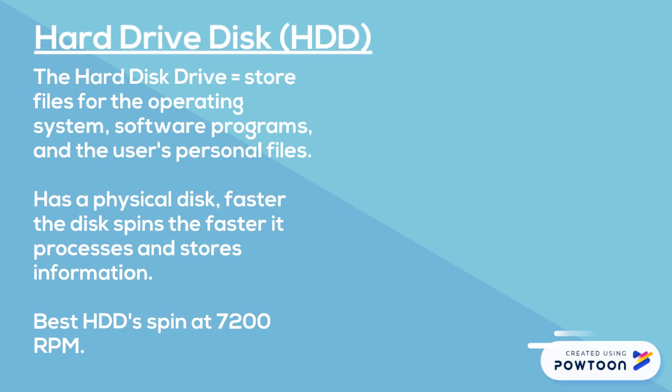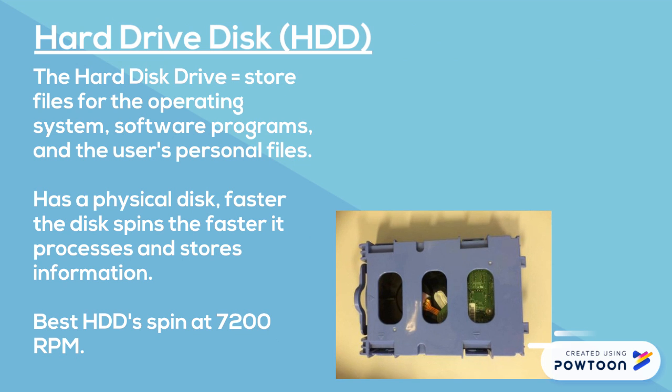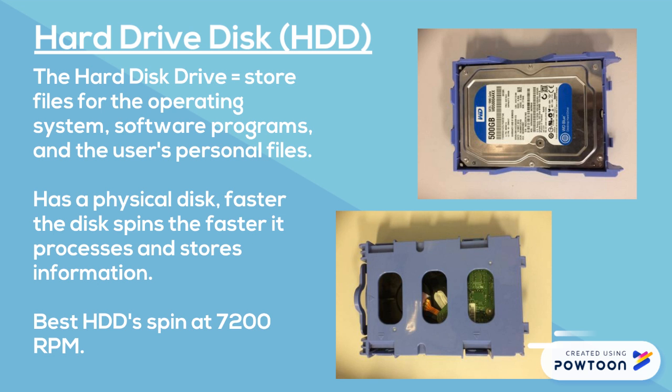The hard disk drive is used to store files for the operating system, software programs, and the user's personal files. The hard disk drive has a physical disk, and the faster the disk spins, the faster it processes and stores information. The best HDDs spin at 7,200 RPM.